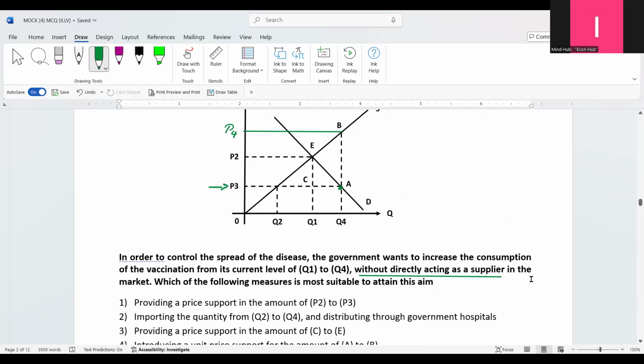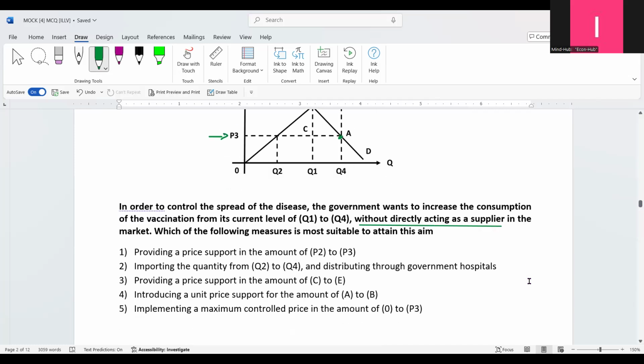Number 4, introducing a unit price support for the amount of A to B. Yeah, that will work. Based on the prices we have taken, P4, P3, kind of a deficiency payment if they give, that will work. Then the suppliers, producers of the vaccine, would be willing to supply at Q4 at the price of P3 because the government is paying them the difference between A and B, or P3 and P4, according to the adjustment we have done to the diagram.